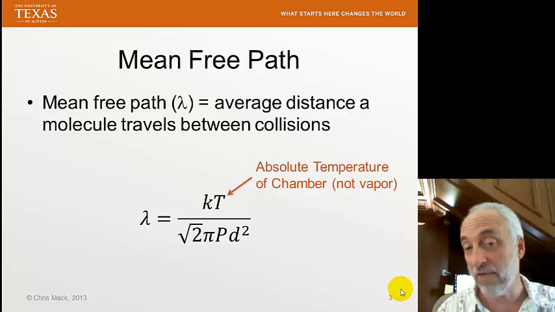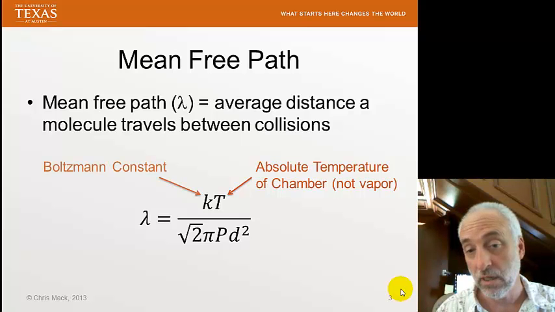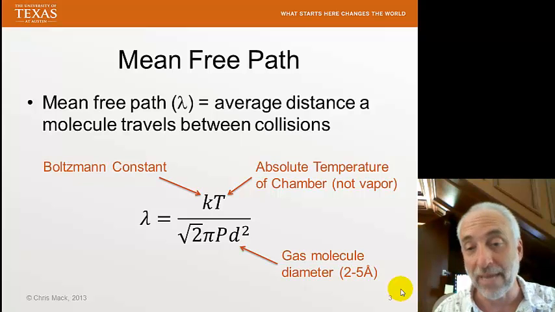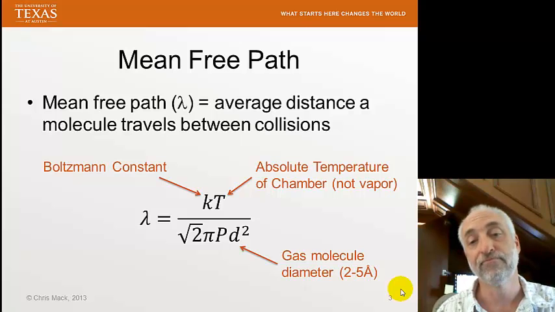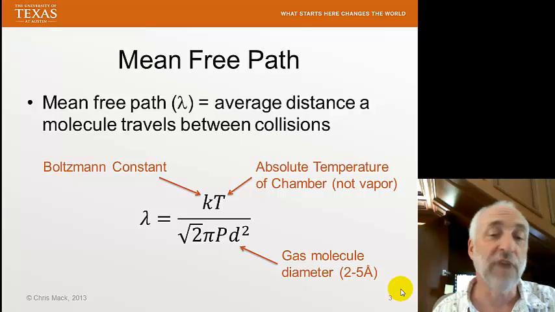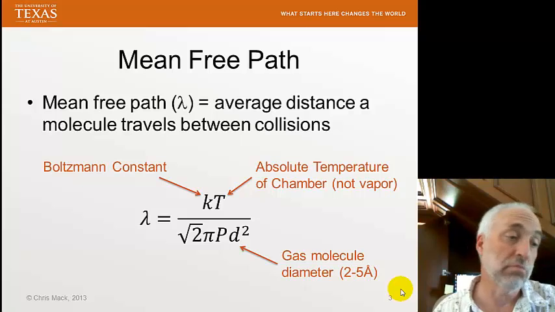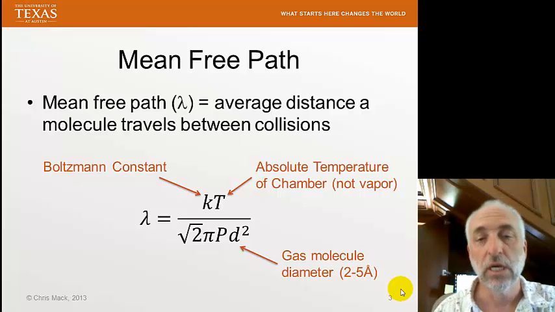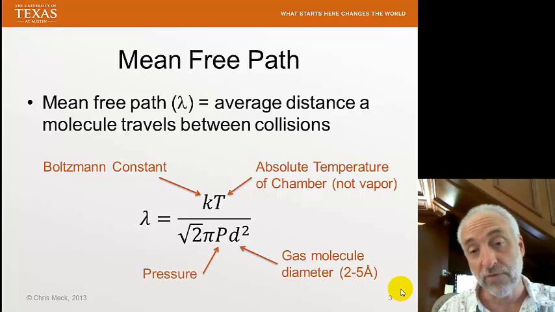We also have the Boltzmann constant. We have the gas molecule diameter, which is on the order of 2 to 5 angstroms. Larger molecules, you'll smack into them more frequently. And then, of course, the pressure.